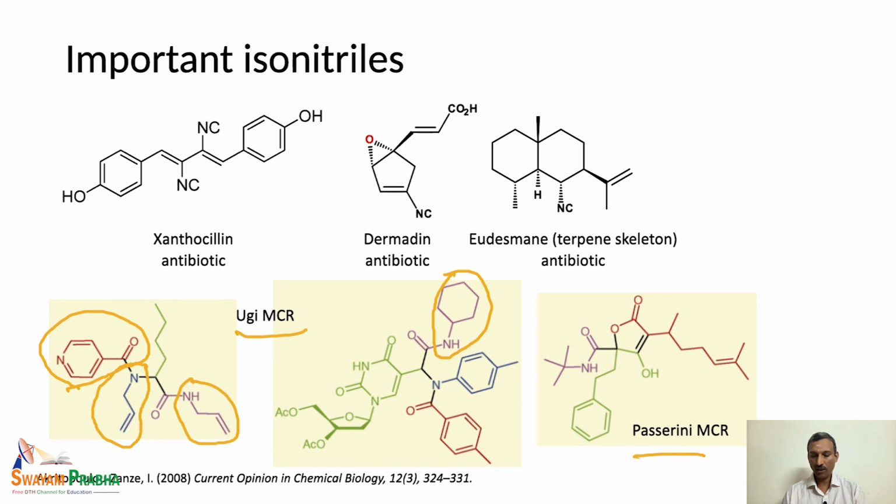And here is another example of a Passerini multi-component reaction which produced this complex product. These are generally used in the drug development process, and there are also various isonitriles which are important. Here we have xanthocillin, a naturally occurring antibiotic, and similarly we also have axisonitrile and eudesmane terpene skeletons. These kinds of compounds are naturally occurring and are also used as antibiotic substances. So these are some of the important uses of isonitriles.